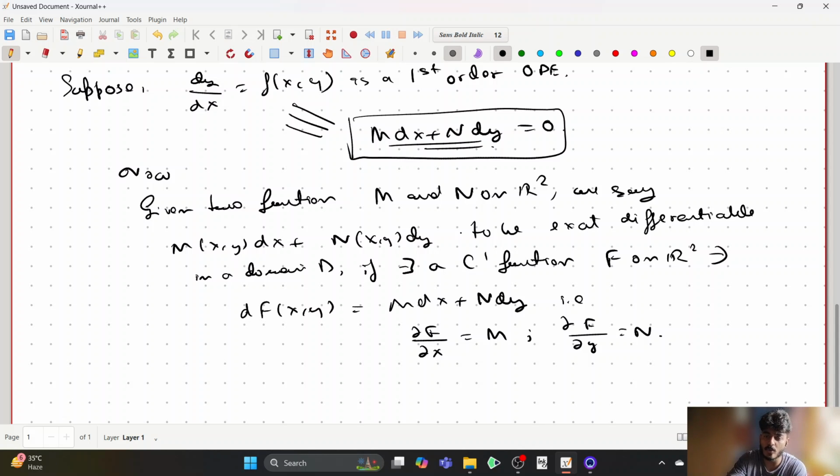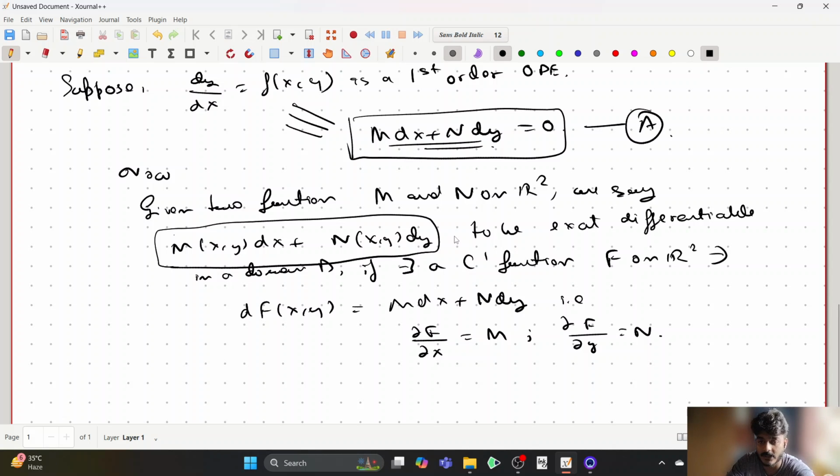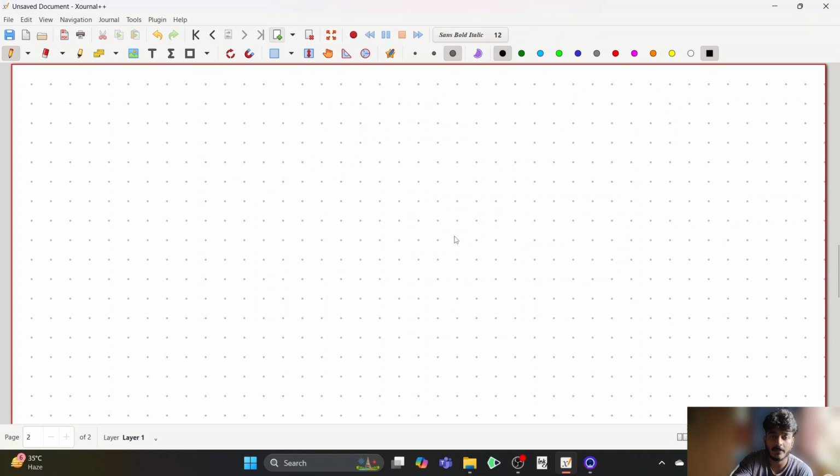So given two real variable functions M and N, this expression M dx plus N dy is said to be exact differentiable if there exists a C1 function, also a two real variable function, such that the total differential of that function is exactly equal to the expression M dx plus N dy. In other words, the partial derivative of f with respect to x is M and the partial derivative of f with respect to y is N. Now let this expression be (A). We will be referring to this expression over and over again. Let me change the page.